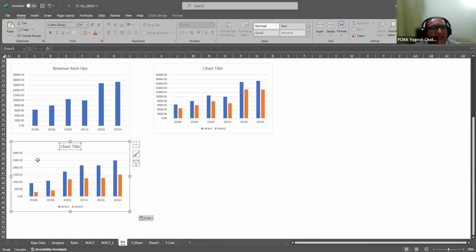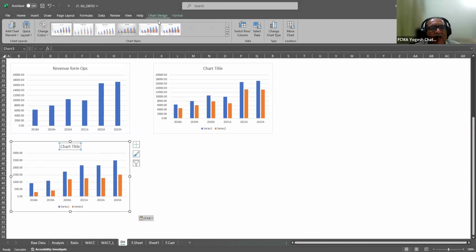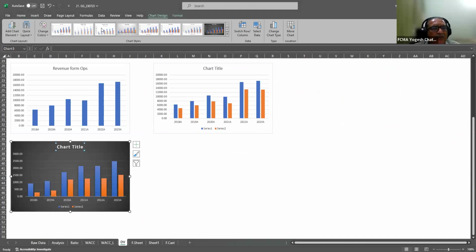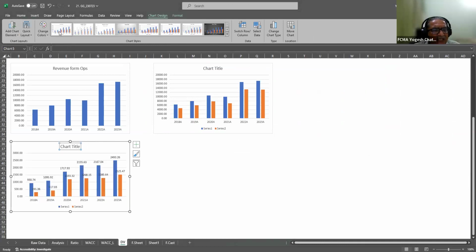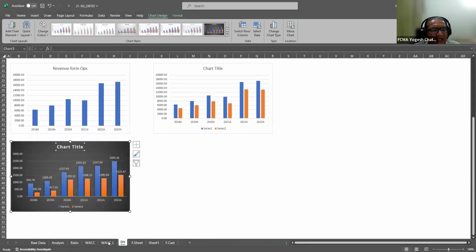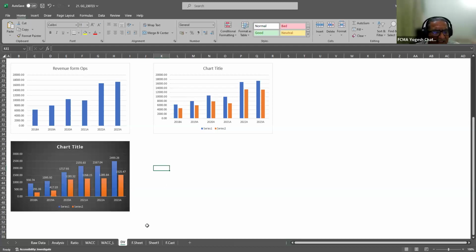So I can change the title of this, and that will provide me plenty of opportunity for design. So I can go for this, I can go for this, I can go for this. So that is very convenient to construct as many charts as we require. I hope that was useful, the data visualization.